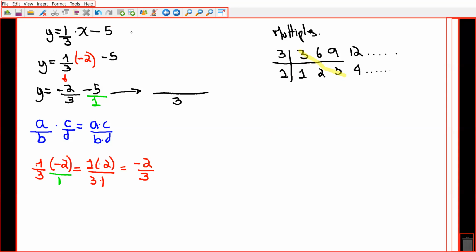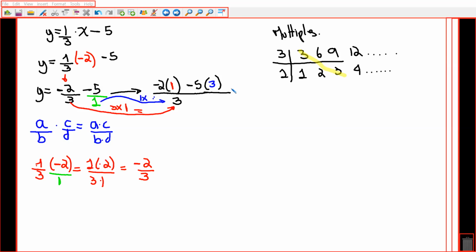So if that is my common multiple, I will come back over here and say, this is -2 times what? Minus 5 times what? Now, 3 times what is equal to 3, guys? 1. 3 times 1 is equal to 3. So I'm going to have a 1 over here. And then 1 times what is equal to 3? 3. So I copy a 3 over here.